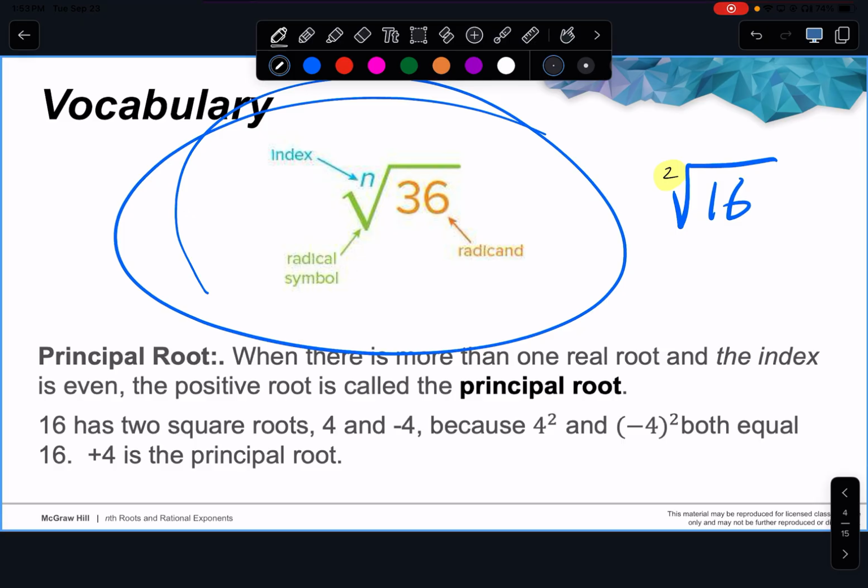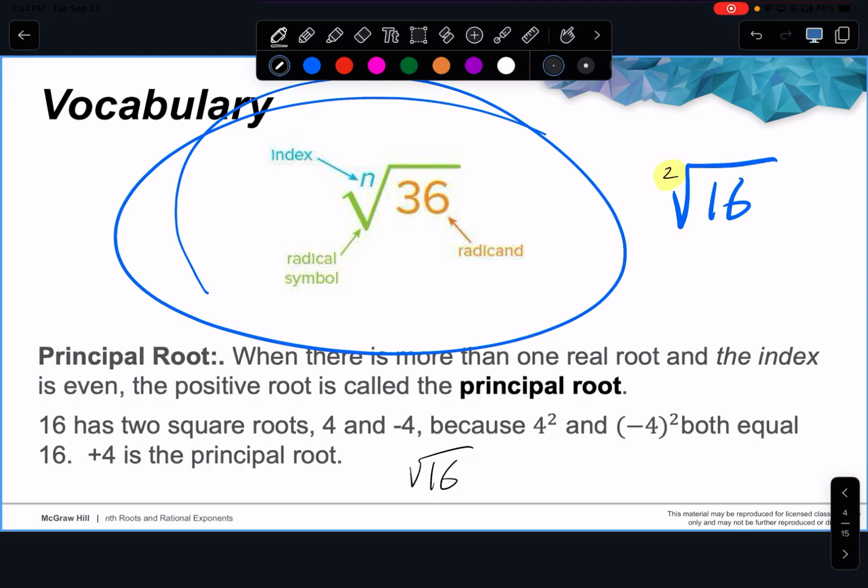Now, 16 has 2 square roots. And hopefully we know that by now. Because 4 squared, positive 4 times positive 4, is 16. And so is negative 4 times negative 4. But those of you that have your calculators out now, if you don't, get them out. And I want you to put in your calculator the square root of 16. What's it tell you? It says 4. Does it say also negative 4? Does it say plus or minus 4? No. And that's because your calculator is programmed for the principal root. It's only going to tell you the principal root. So you have to know that, oh, that's an even number.